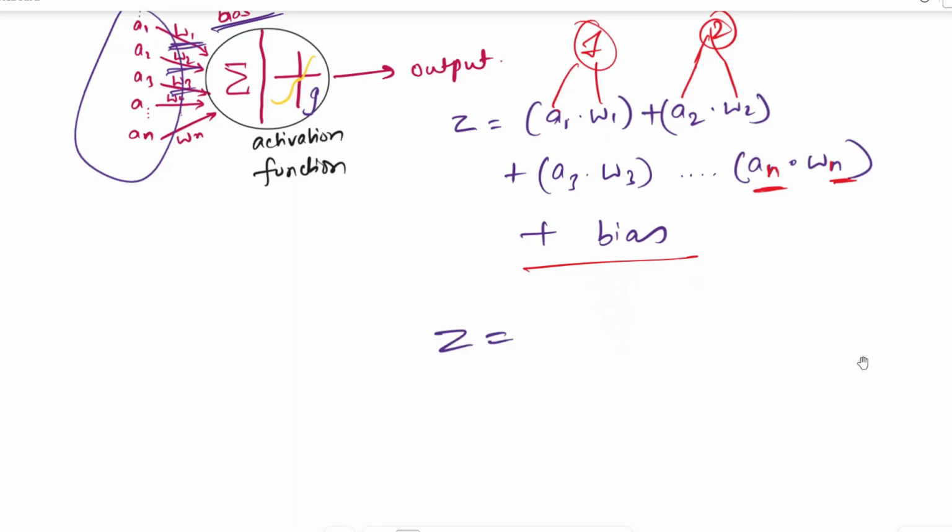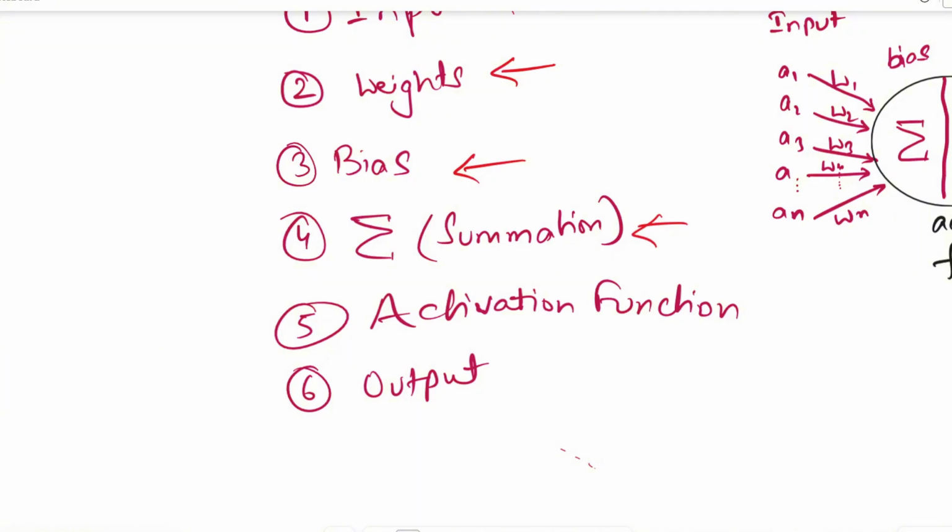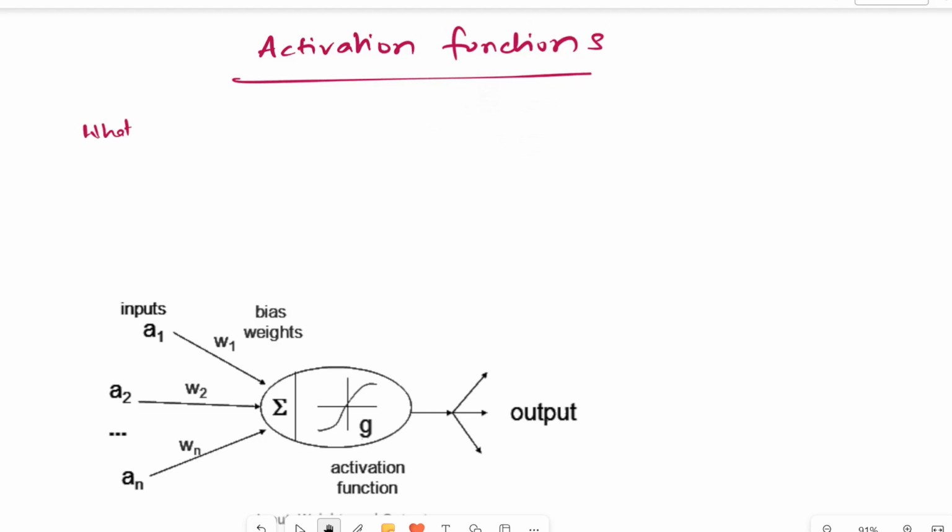In vector notation, this would be a dot product of weight and input plus bias. Now, the result of this summation is passed to the activation function. So, that result is passed to the fifth and final component, that is the activation function, which is our main topic for today. So now let's try to understand what an activation function actually means.